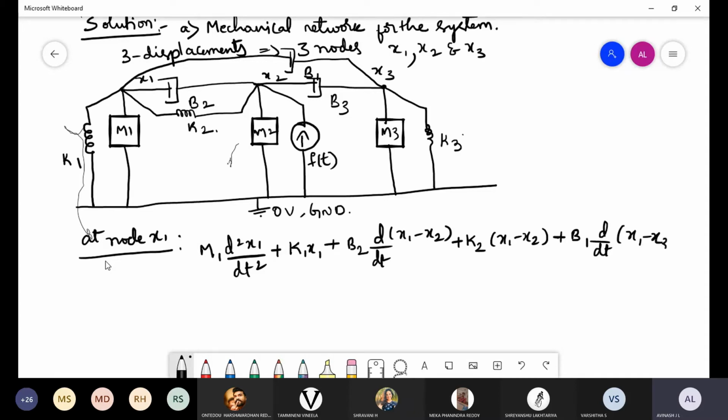So now 3 terms are coming, 3 nodes are coming. Okay, x3 will also come. Please take care of it. So I think that all of you have got this particular equation. Yes or no?